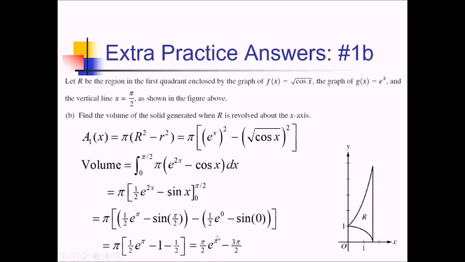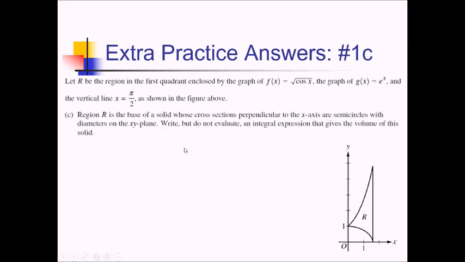And I could even put this all in one big fraction if I wanted, but I think I'm just going to quit while I'm ahead here. For this last part of the problem, they're telling us that region R is the base of a solid whose cross-sections perpendicular to the x-axis are semicircles with diameters on the xy plane. All right, we want to write but not evaluate an integral that gives the volume of this solid.